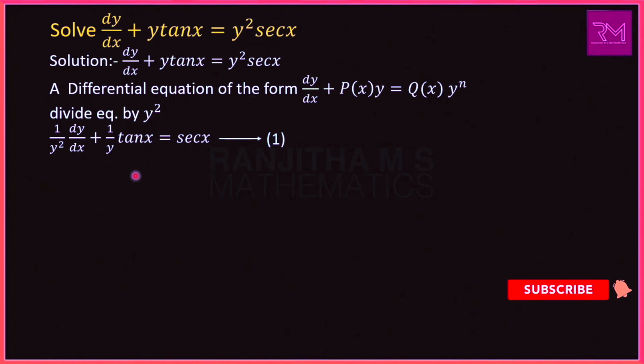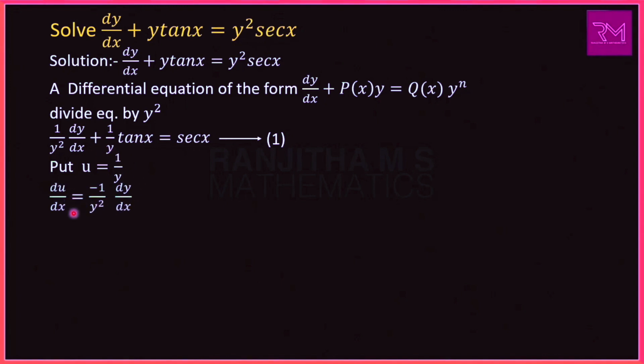Observing this equation, this is an equation of the form x and y. We have to reduce this equation to an equation of the form u. For that, put u is equal to 1 by y. And next step, we have to differentiate this u term with respect to x. We get du by dx, which is equal to, here differentiation of 1 by y is minus 1 by y square into, again differentiating y with respect to x, we get dy by dx.